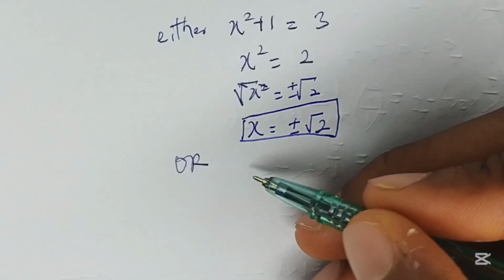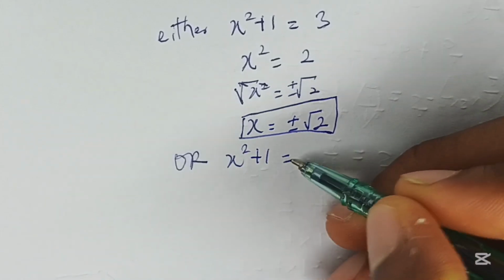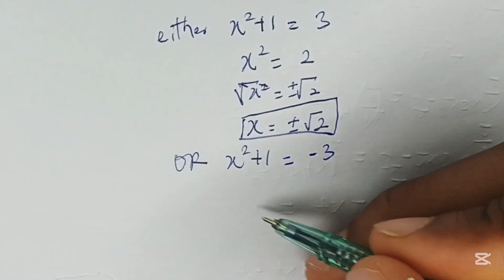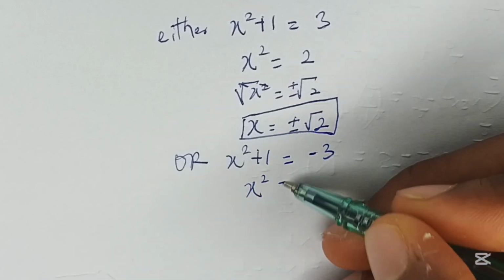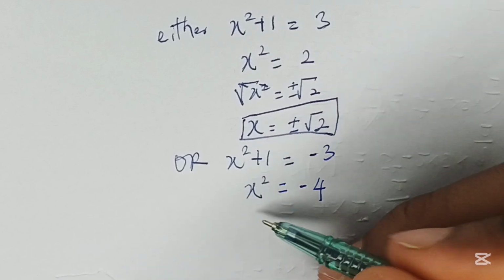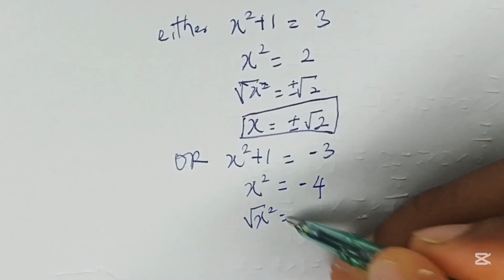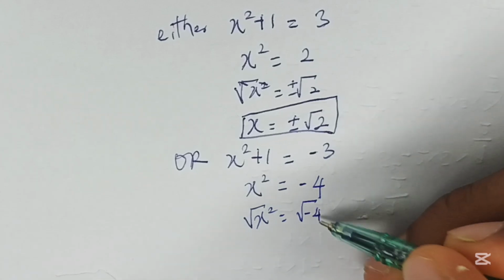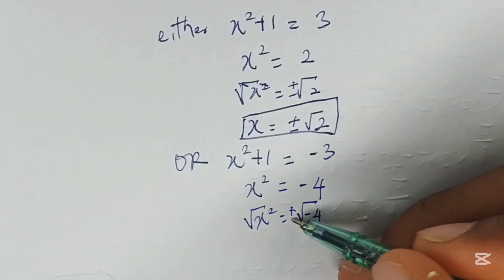Or, we have x squared plus 1 is equal to negative 3. Crossing this over to the other side, we have that x squared is equal to negative 4. Now taking the square root of both sides, we have the square root of x squared to be equal to the square root of minus 4. Now remember that you have plus or minus here.